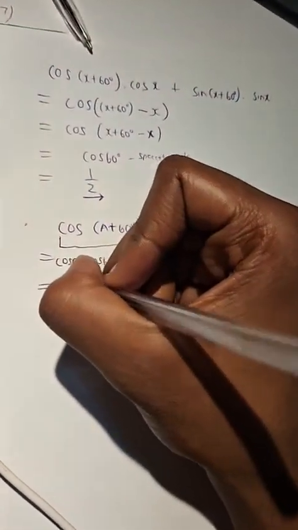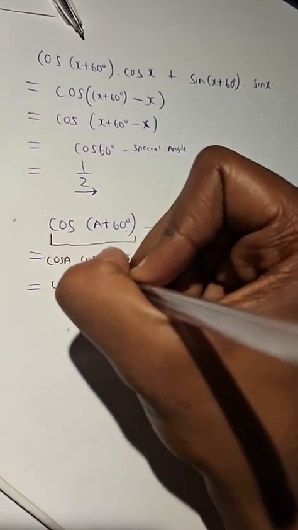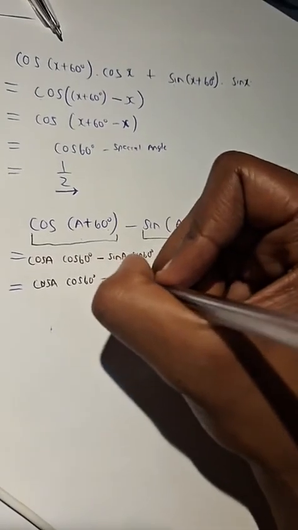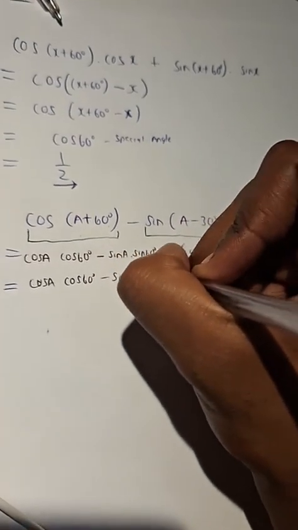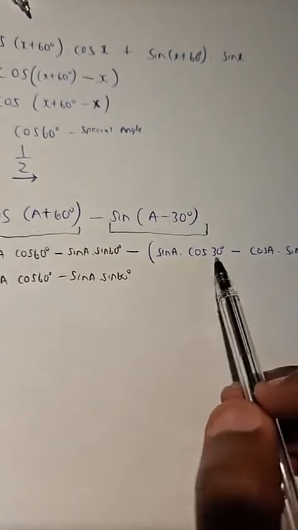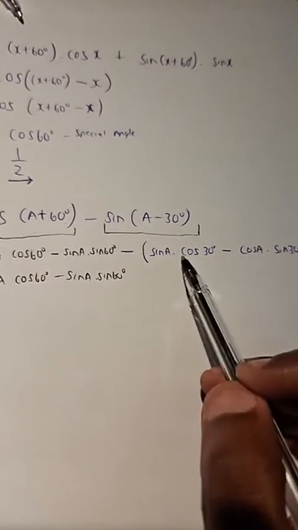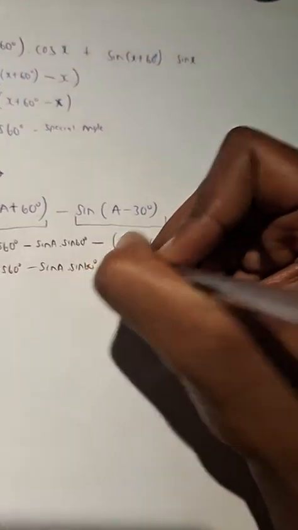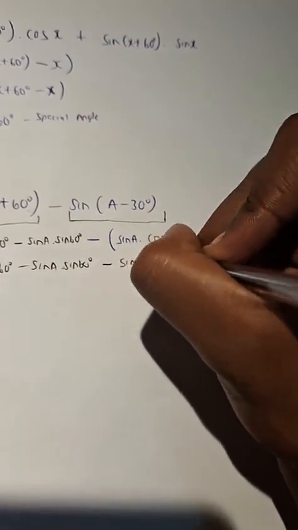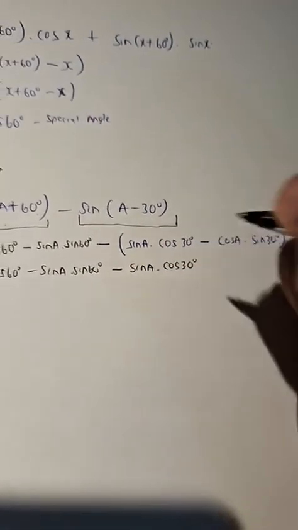Then let us continue. Cos A cos 60 degrees minus sine A sine 60 degrees. We take the negative sign, we distribute it. This is one term, guys, one. So that means the negative sign gets distributed. Here we get negative sine A cos of 30.